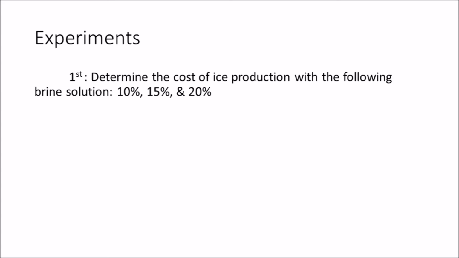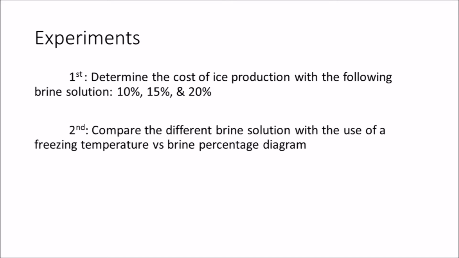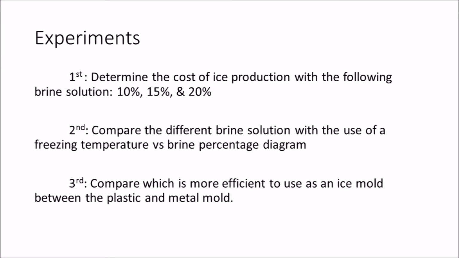Here is the list of our experiments. The first one is to determine the cost of ice production with the following brine solutions: 10%, 15%, and 20%. For the second one, compare the different brine solutions using the freezing temperature versus brine percentage diagram. Then for the third one, compare which is more efficient to use as an ice mold, plastic or metal.